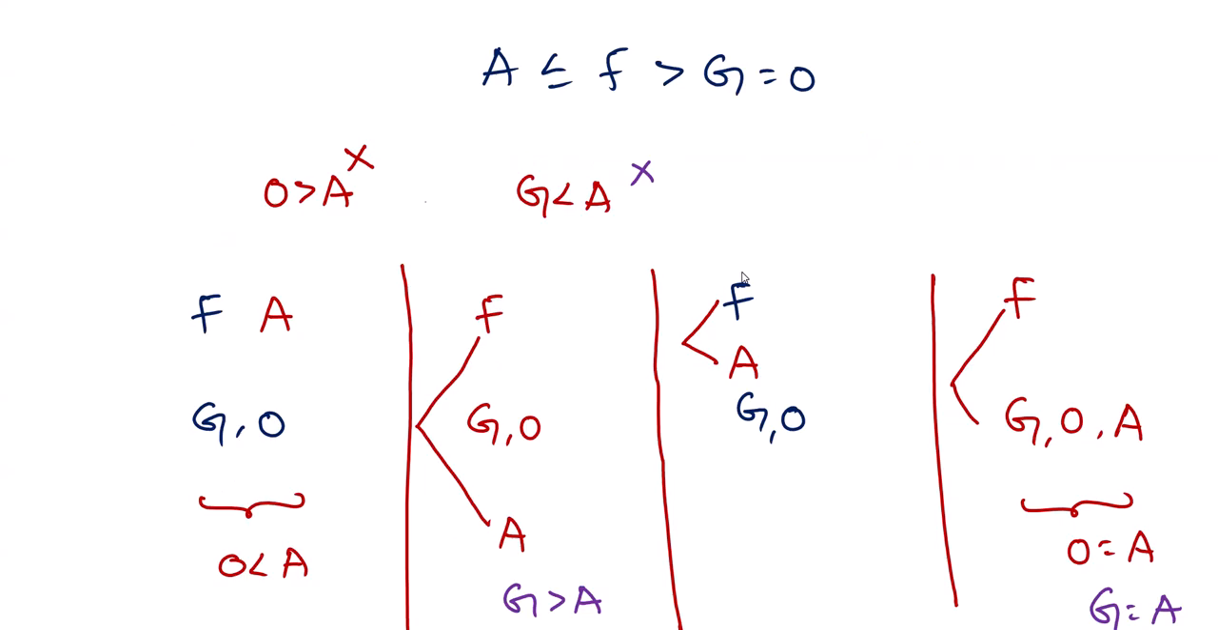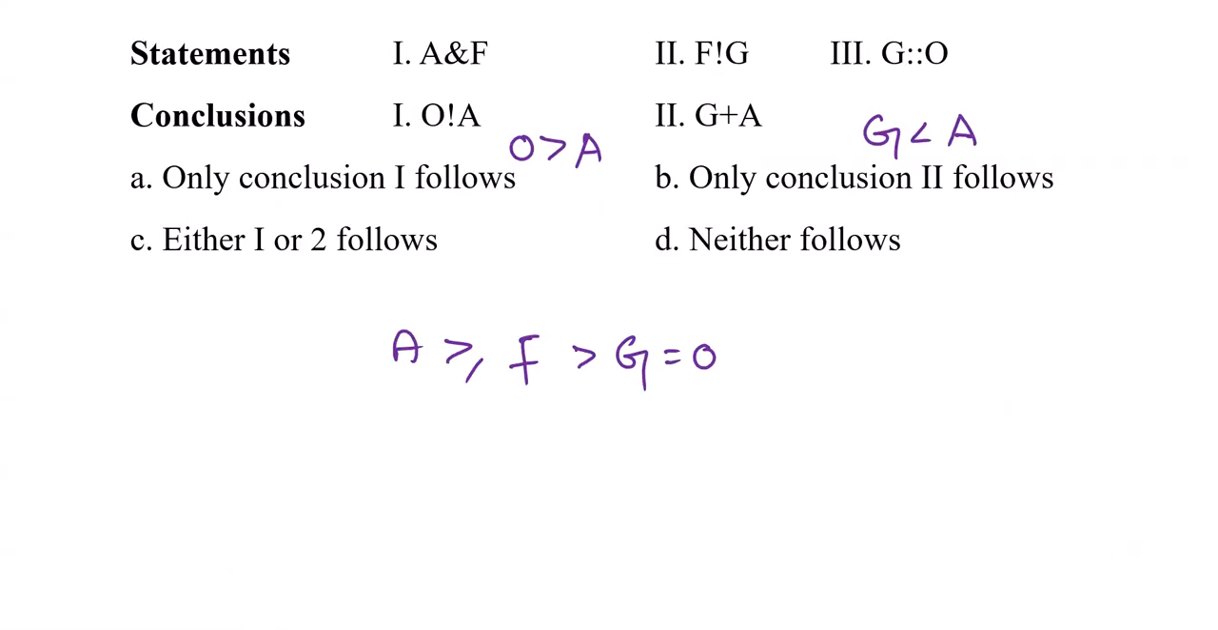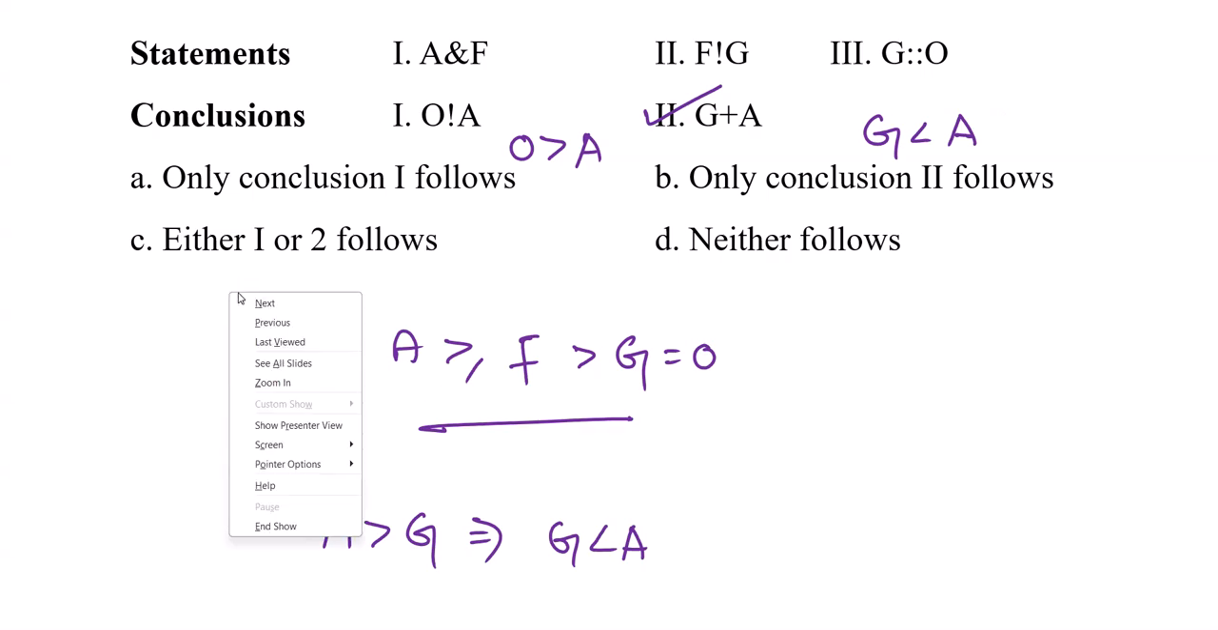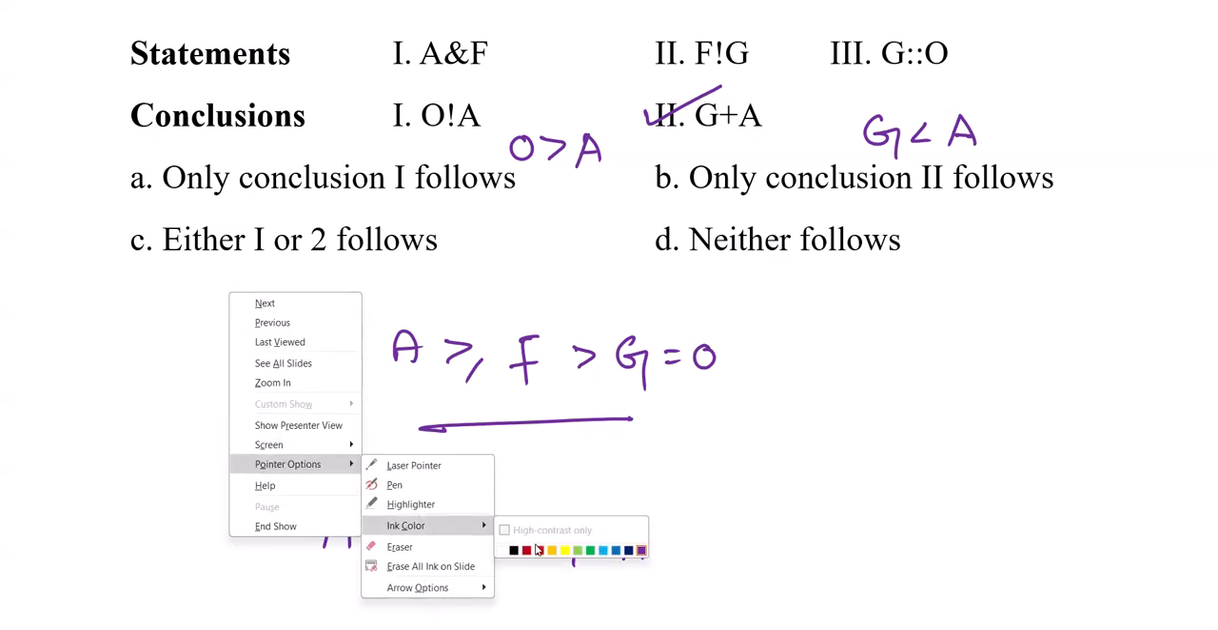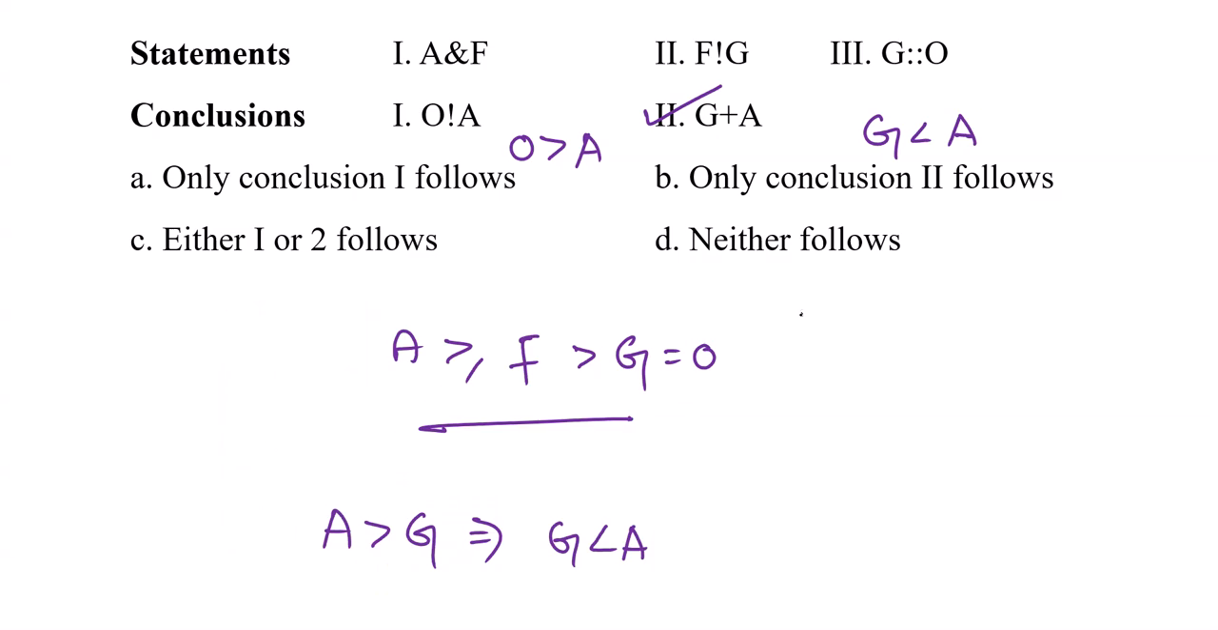O greater than A, G less than A. Now, guys, from A to G there is a common symbol, greater. A greater than G means G less than A. So the second one is true. Second conclusion is definitely true. There is a common symbol greater. You can draw the diagram and check it as well.